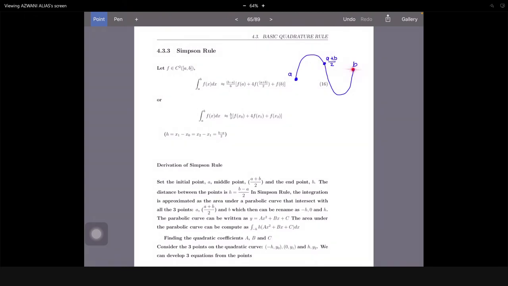The distance between points is H, which is B minus A divided by 2. Maksudnya, the distance between points. So, kita ada 3 points kat sini kan? Okay, so 3 points. So, the distance dia kat sini adalah H, di mana H ni adalah B minus A divided by 2.